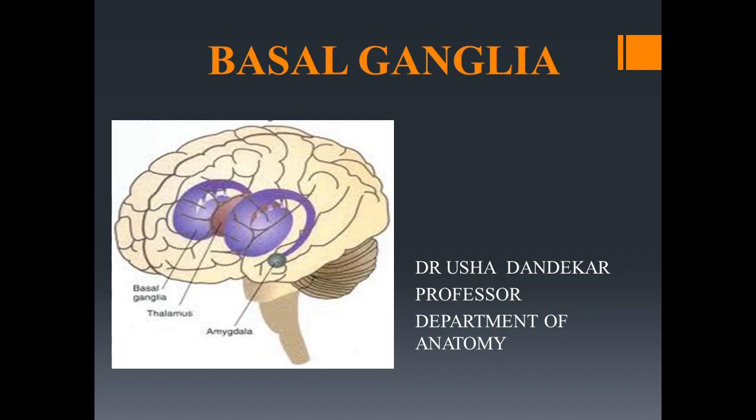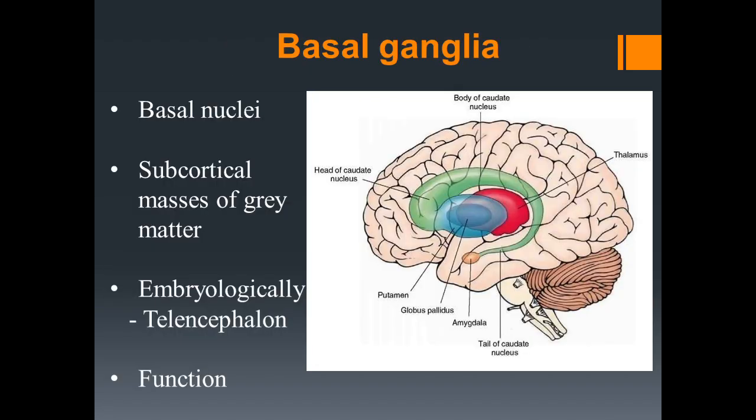Now what is basal ganglia? Basal ganglia, also known as basal nuclei, are the subcortical masses of grey matter. All of you have learned the cerebral hemisphere. It consists of outer grey matter and inner white matter. The basal ganglia are situated in the white matter of the cerebral hemisphere. They consist of nuclei. So these are the subcortical masses of grey matter.